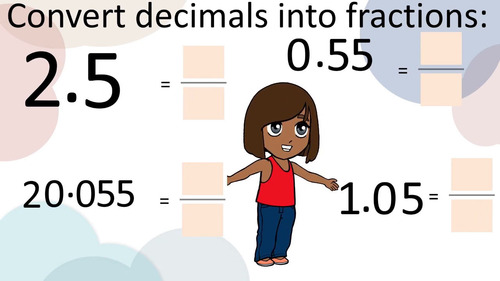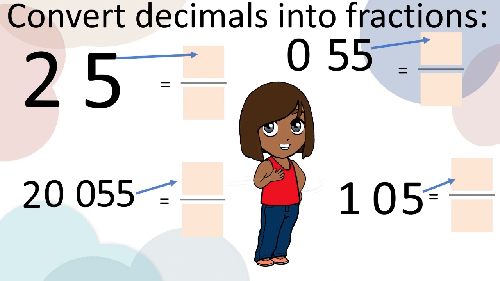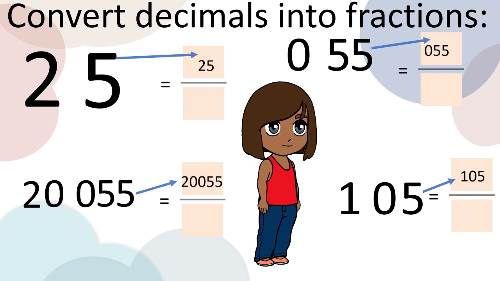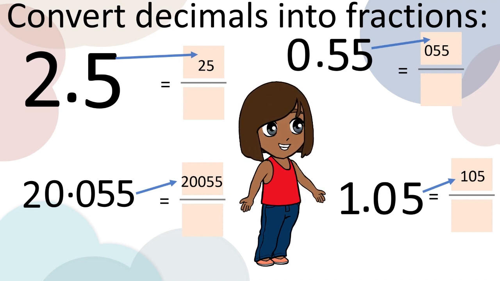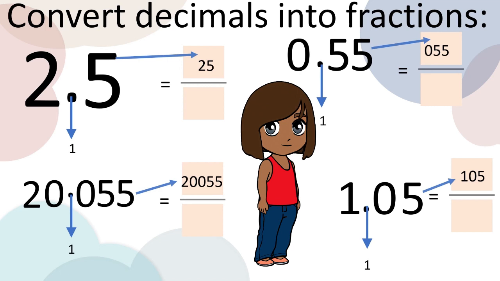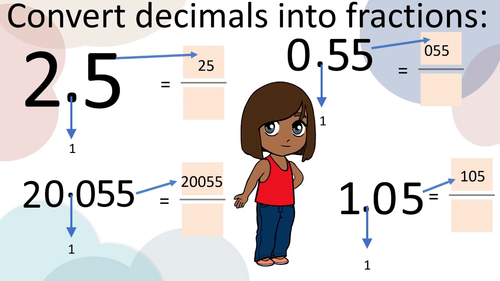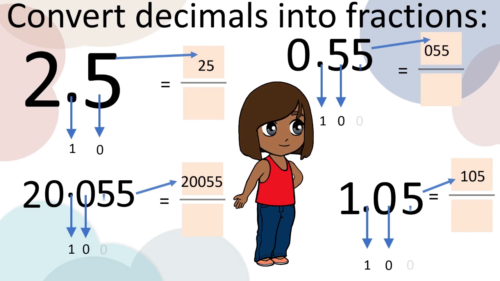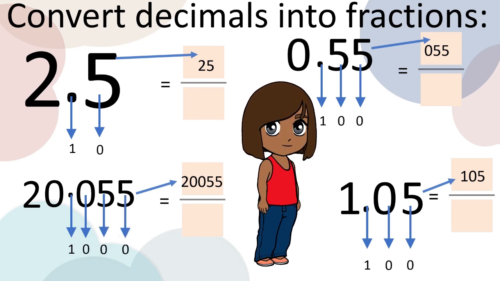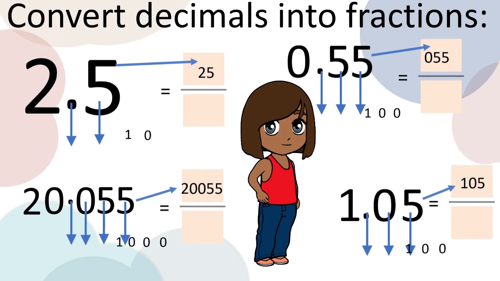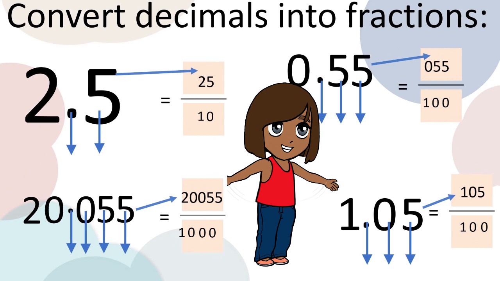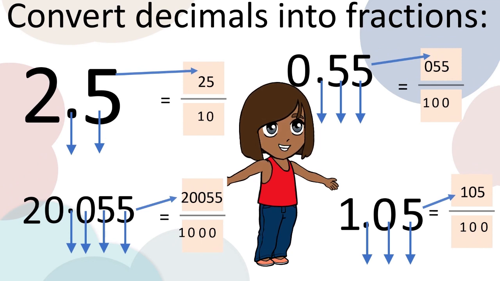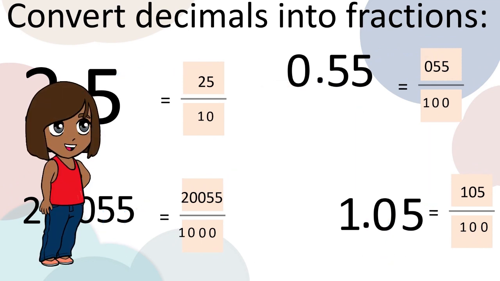1. Drop the decimal to get the numerator. Write the numerator. 2. Write 1 below the decimal. 3. Write 10 below each number after the decimal. And voila! There you have it. You have all the decimals converted into fractions. That was easy, isn't it?